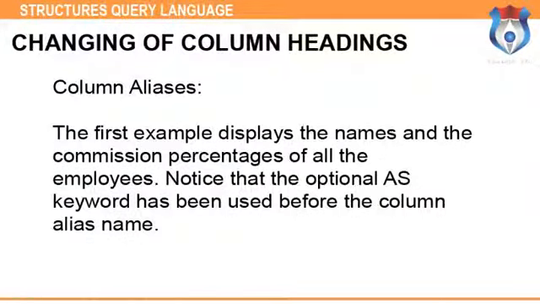The first example displays the names and the commission percentages of all the employees. Notice that the optional AS keyword has been used before the column alias name. The result of the query is the same whether the AS keyword is used or not. Also notice that the SQL statement has the column aliases name and com in lowercase, whereas the result of the query displays the column heading in uppercase.